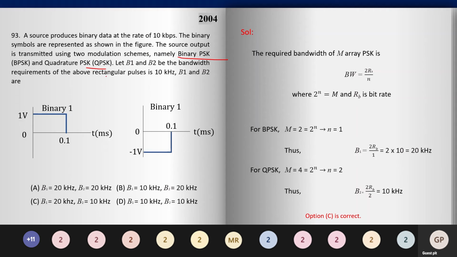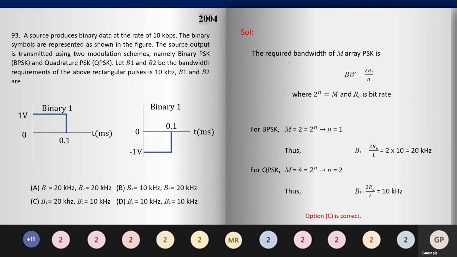Let B1 and B2 be the bandwidth requirements, with the rectangular pulse of 10 kHz. They're asking to calculate the bandwidth for BPSK and QPSK. So that we're going to see now. Out of these 4 options, the correct answer is C. We'll see now how.